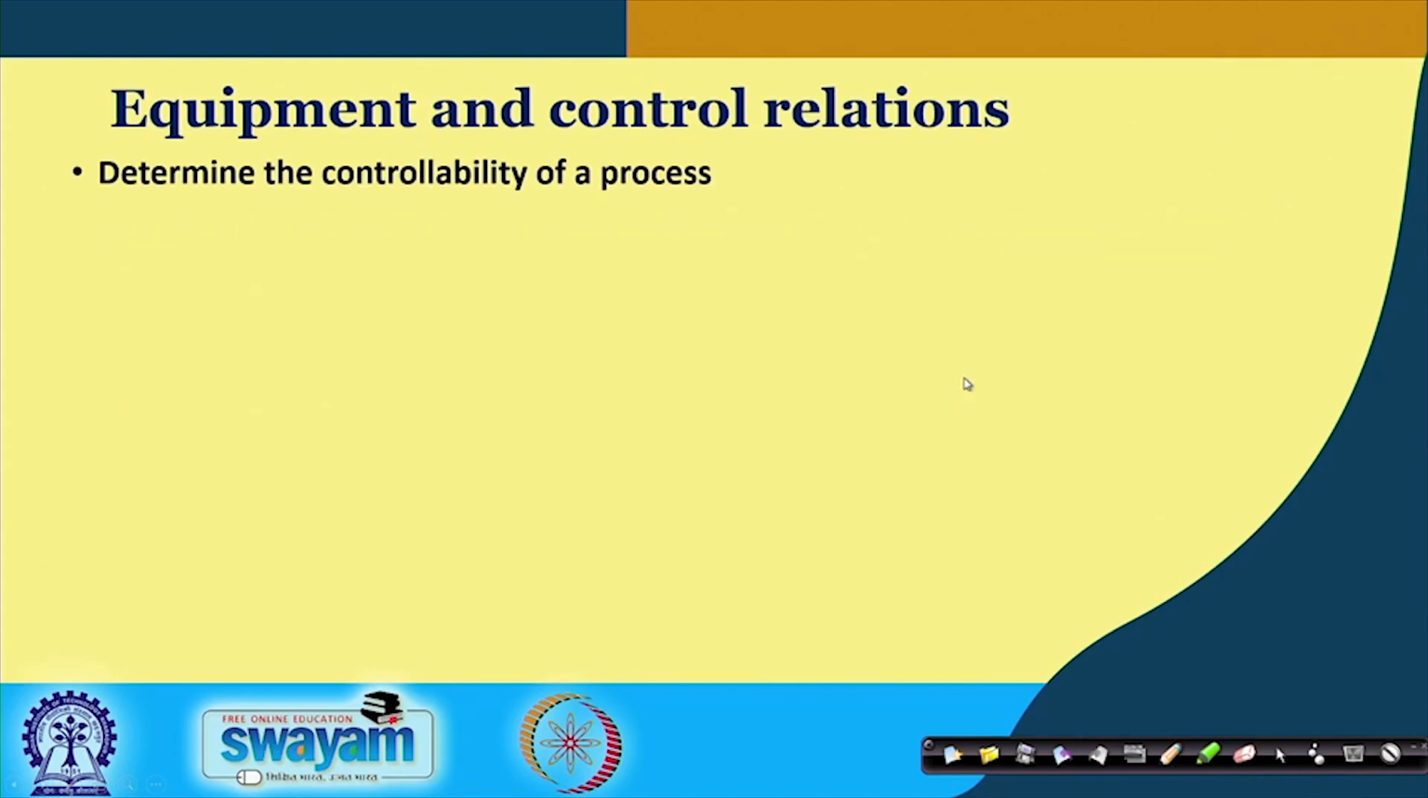Next we come to the equipment and control relations. Here we have the relations to determine the controllability of a process.